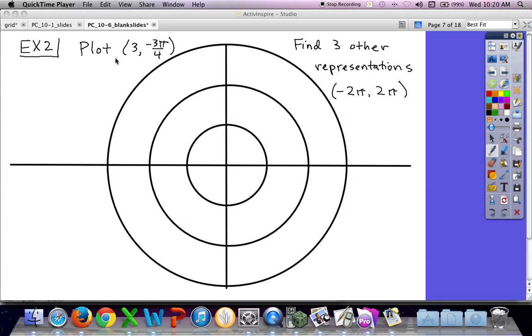Third quadrant. Right? Negative 3 pi over 4 means, starting here, go 3 pi over 4. Positive 3 pi over 4 is here. Negative 3 pi over 4 is here. So we would be on the radius of 3, so about right in the middle, right there, right? So that is our point, (3, negative 3 pi over 4).